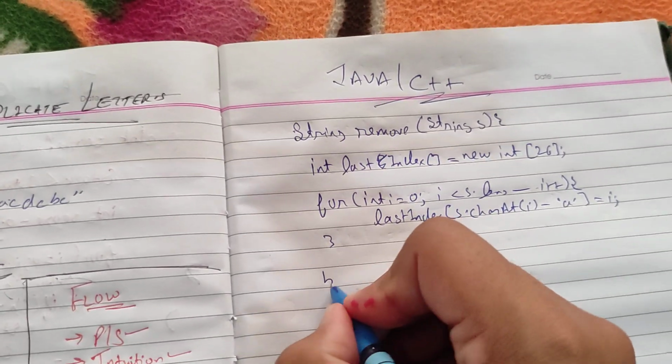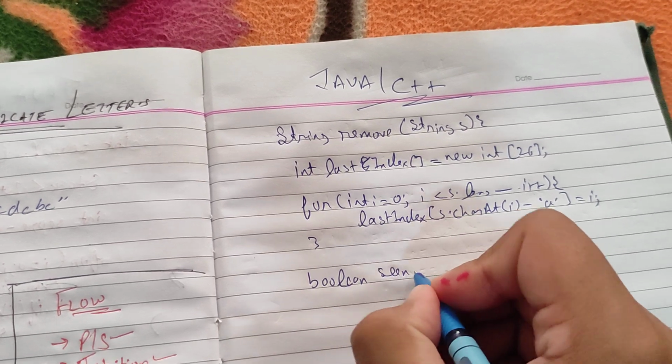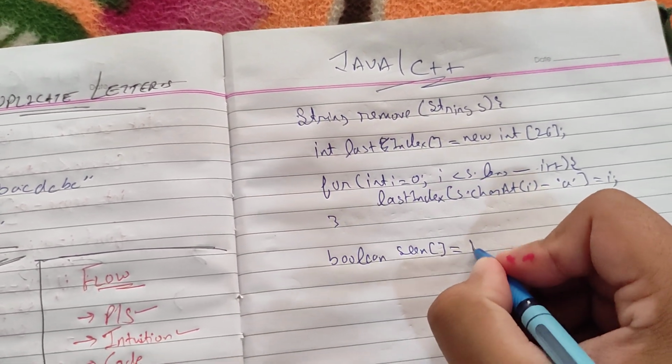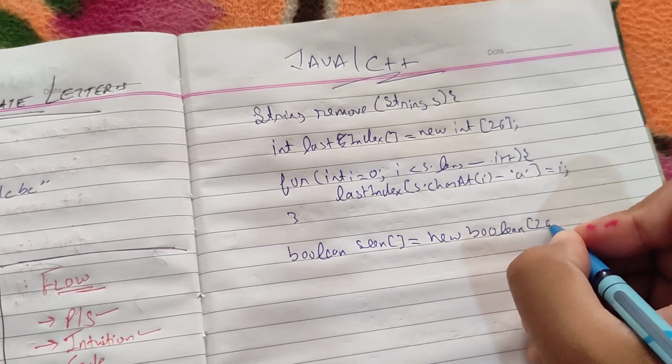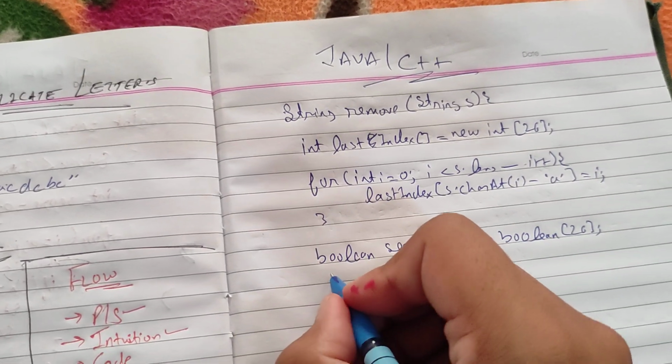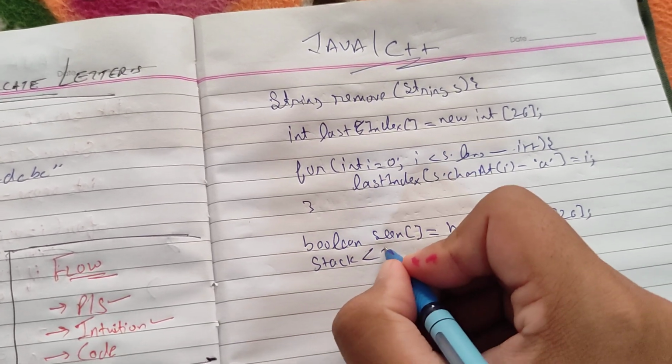And now I will create my boolean array. My boolean array will be my visited array, which will keep track of whether we have visited a character or not. So new boolean, and the size will be 26. Okay, ladies and gentlemen. Now I will create my stack over here. My stack will be of integer.